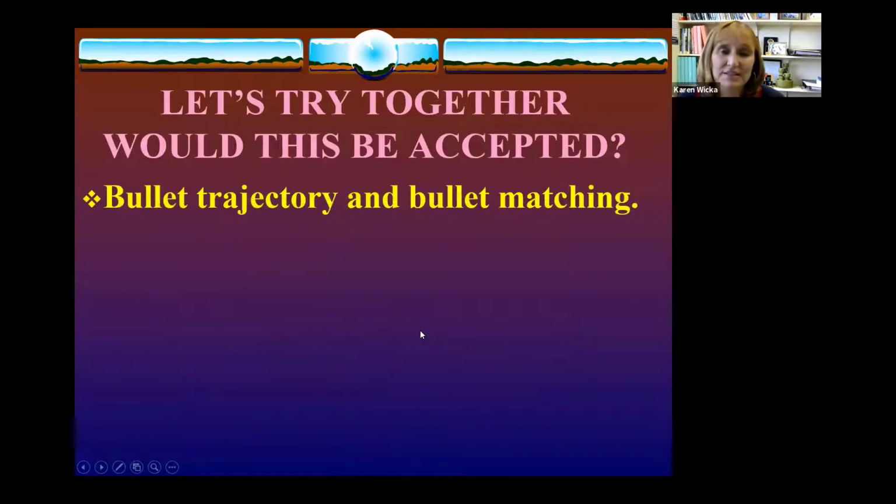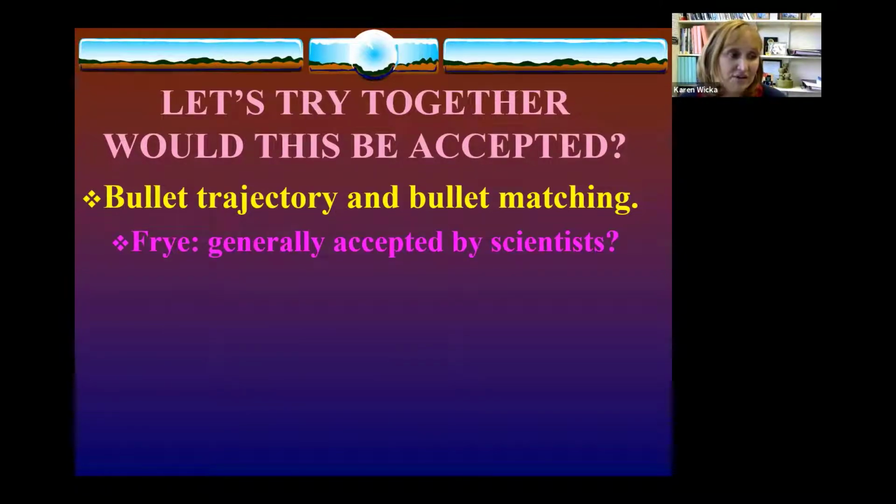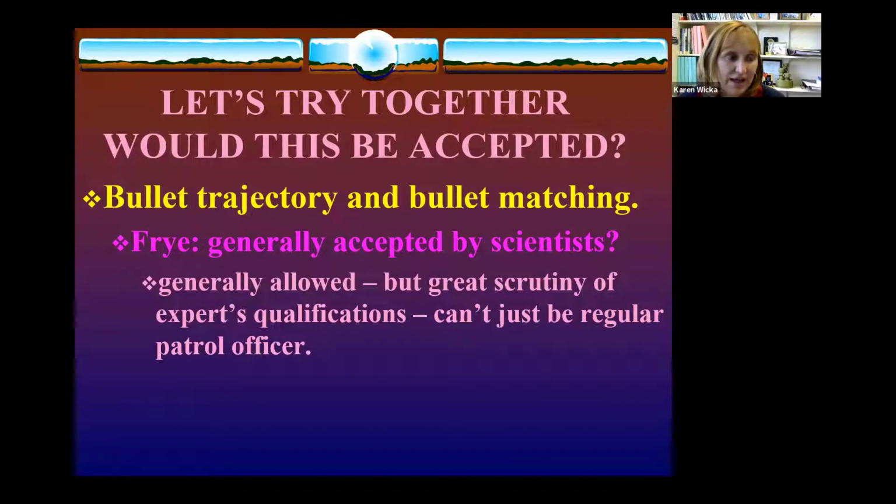So let's look at some examples together. So what about bullet trajectory or bullet matching? Could we say that that's generally accepted under the Fry test? Do most scientists think that we can determine bullet trajectory or bullet matching? And under Fry, I would say, yeah, it's probably generally accepted. Okay. Now they're going to put a lot of scrutiny on who the expert is, how much training that person has.